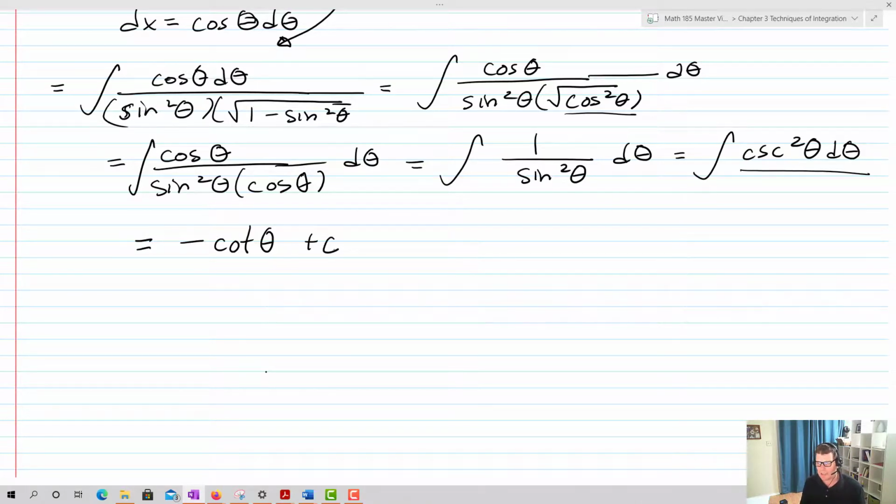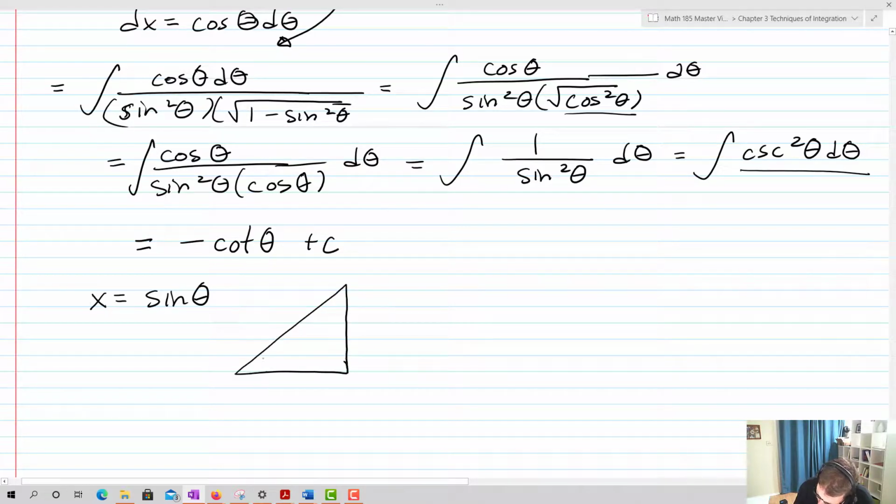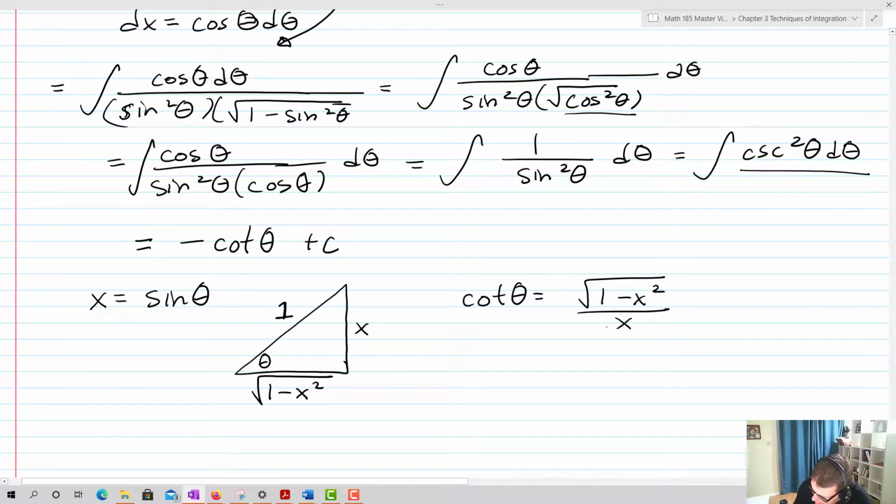What I need to do now is substitute for theta. So I'm going to let x equal sine theta. That's my original substitution. So when I draw my triangle, if this is theta, x is the opposite, and 1 is the hypotenuse, and so that means the adjacent is going to end up being the square root of 1 minus x squared, using the Pythagorean theorem. So cotangent theta is going to equal the square root of 1 minus x squared divided by x.